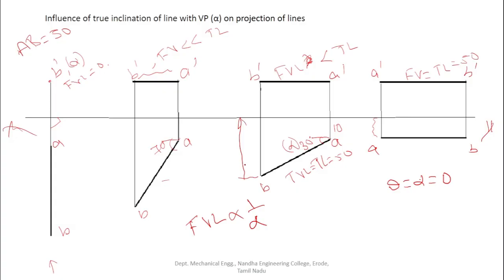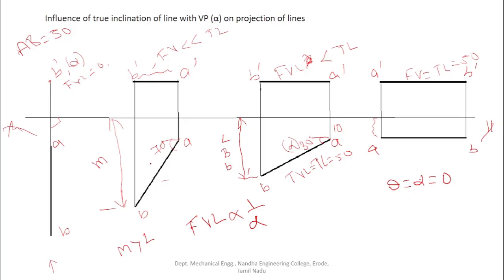So what is this one? This is the position of point B in front of VP, or this is the position of the top view of the point B with respect to the XY reference axis. When the inclination of the line with the VP increases, the distance between the point B and VP also increases. Right now, for example, this distance increases. For example, take this as L and this as M. M is the distance of the point B in front of VP. So definitely M is greater than L.